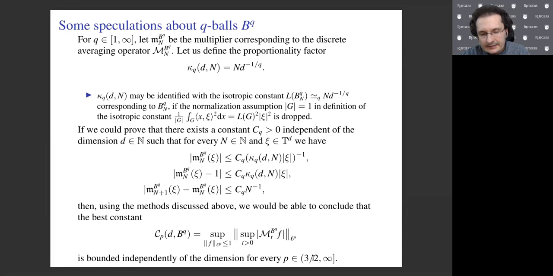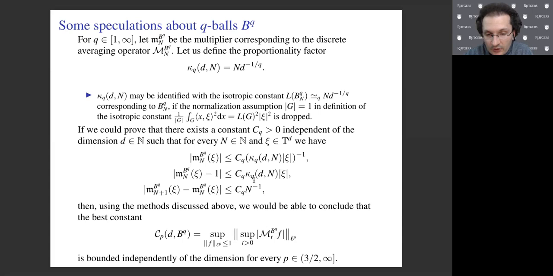But unfortunately, it seems that it's a very hard problem, and so far we don't know how to do this except in one case, the case of balls. We can say something which is reminiscent of what we speculate here. I also have one comment: if we assume that q is equal to infinity, then this proportionality constant is equal to n. So the bounds that we have here correspond to the bounds for the cubes from the previous slide. This is the analog of the estimate that we obtained in the case of cubes.